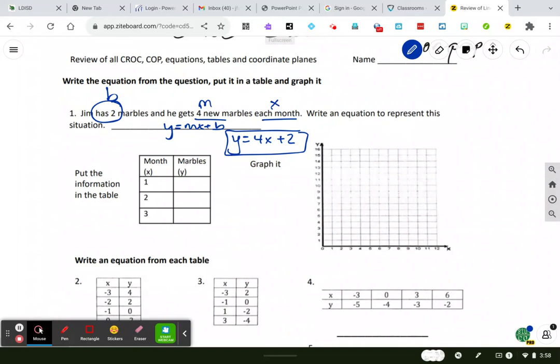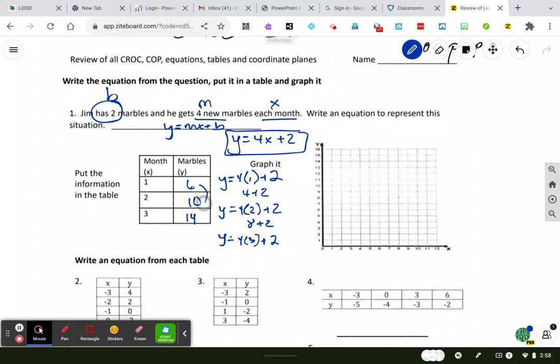So if he has 1 month, how many marbles will he have? So y equals 4 times 1 plus 2. So 4 times 1 is 4. 4 plus 2 is 6. So he should have 6 marbles. Y equals 4 times 2 plus 2, because it's the same equation. 4 times 2 is 8. 8 plus 2 is 10. Y equals 4 times 3 plus 2. So 4 times 3 is 12 plus 2 is 14.